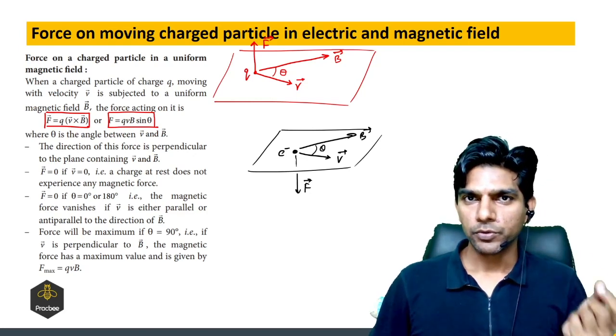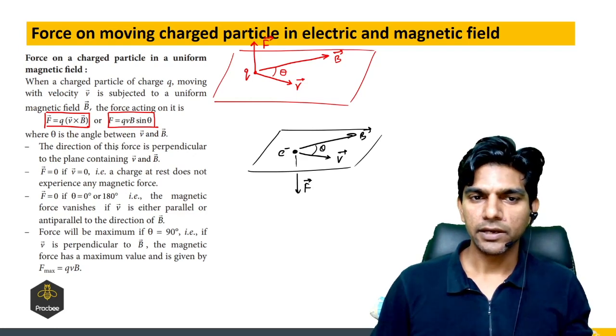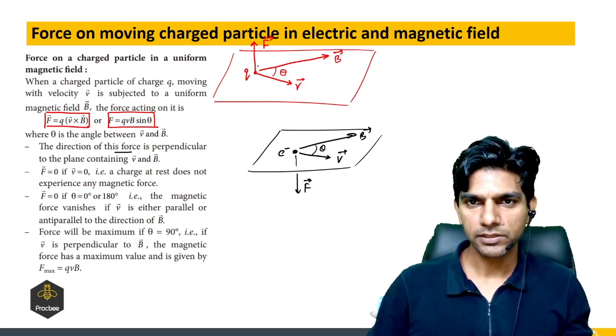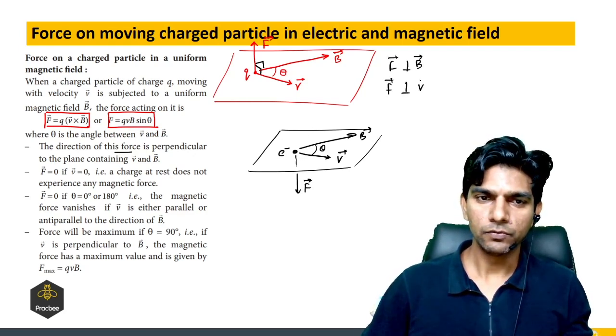Okay, now let us see some important points that we can get from this formula. First thing, the direction of this force is perpendicular to the plane containing V and B that we have discussed. This force vector is perpendicular to B, and it is also perpendicular to V. So we can say F is perpendicular to B, F is perpendicular to V.